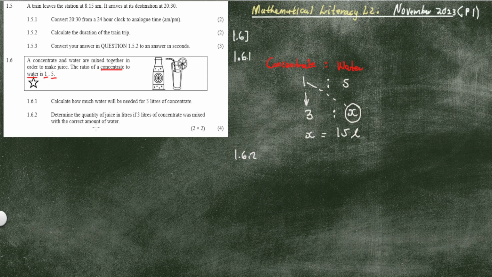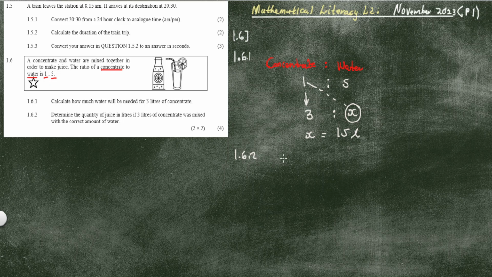Now for 1.6.2, determine the quantity of juice in liters if 3 liters of concentrate was mixed with the correct amount of water. So this 1.6.2 ties up to the previous question. Just to clarify, they are saying that if the 3 liters of concentrate was mixed with the right amount of water, how much in total would you have? How much quantity of juice would you have?